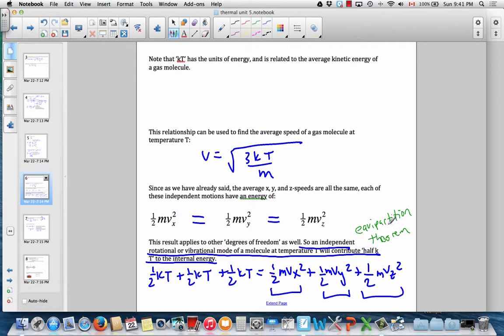So we'll talk in class about how this would apply to a more complicated molecule, say perhaps a diatomic molecule like oxygen or hydrogen or nitrogen. And then also we'll look at solids, a model of 3-dimensional solids, and think about how many degrees of freedom that has. That's our pre-lecture for today.